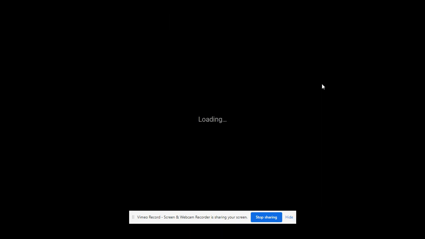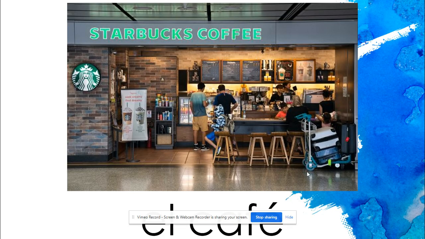Okay, so this first one here, once it loads, it'll say El Café. El Café. Now looking at this picture, what do you think El Café is? It's a cafe, right? Now a cafe can be any really tiny kind of little restaurant. Maybe it's not a full service restaurant. Maybe they just have sandwiches and coffee.